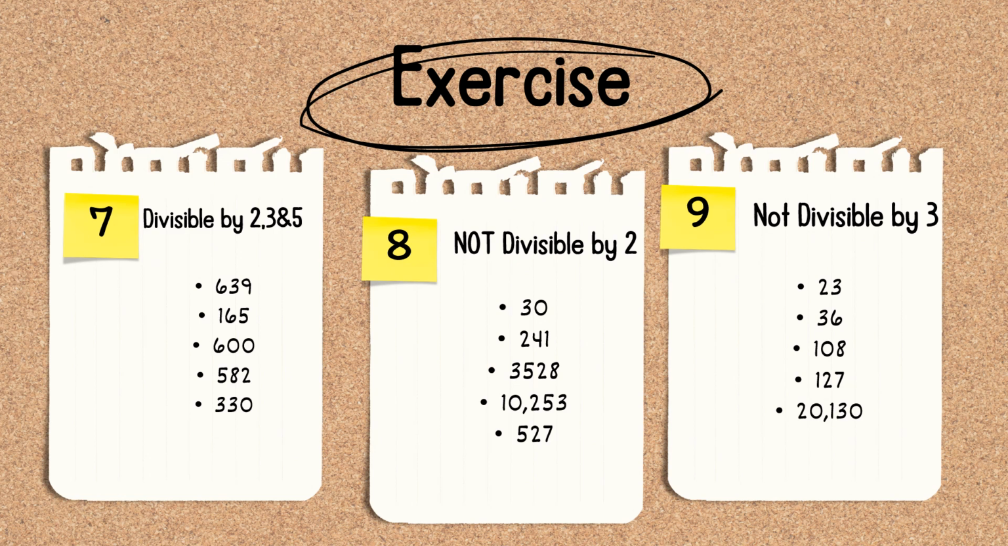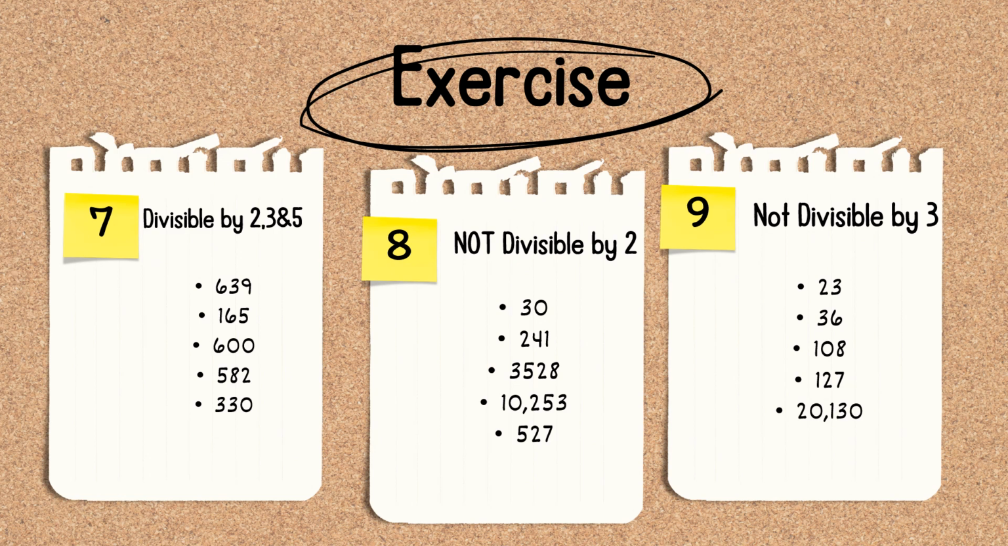Okay. 23. What is the sum of the digits? 2 plus 3 equals 5. It is not divisible by 3. Okay, we choose it. Go. 36. Get the sum of the digits. 3 plus 6 equals 9. It is divisible by 3, 9 is divisible by 3, so 36 is divisible by 3. So we will not choose this number, go out.